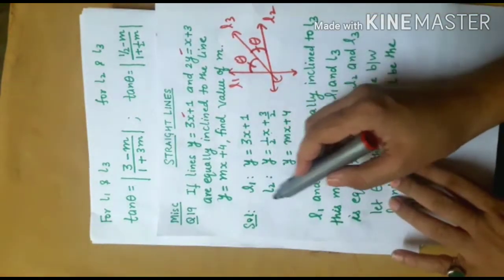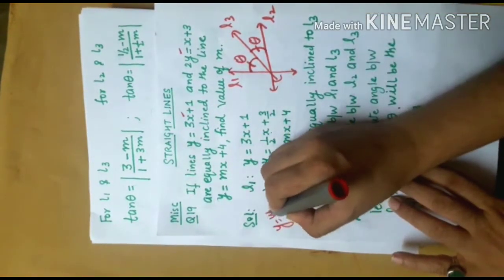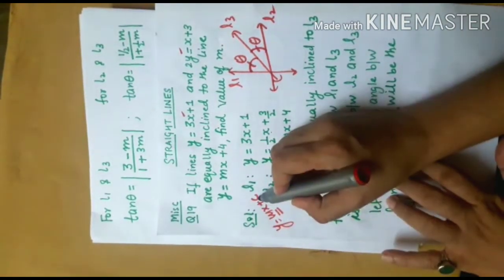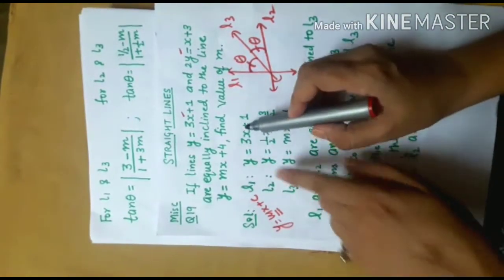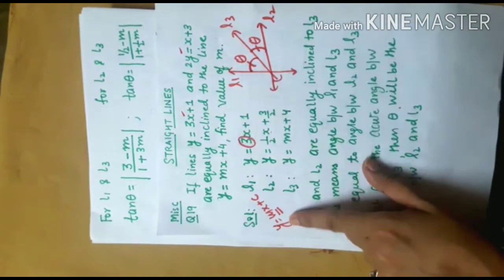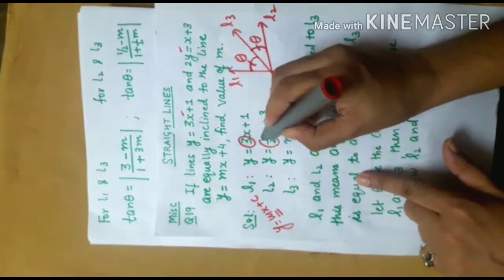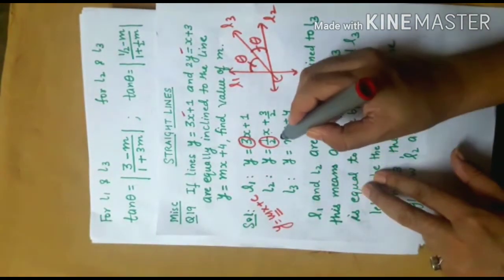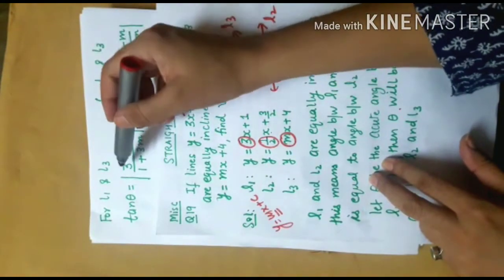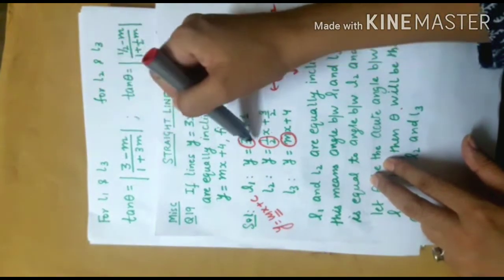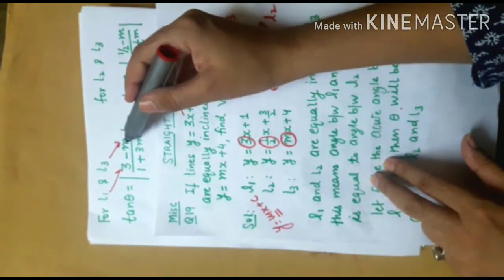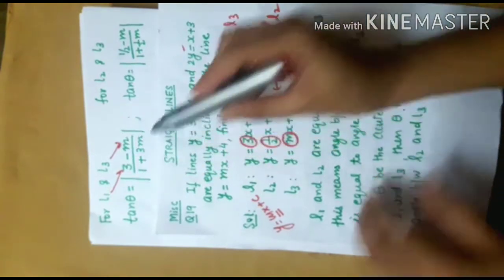Now look here. These three lines are expressed in slope-intercept form. Here m is the slope and c is the y-intercept. So on comparing with this form, the slope of line L1 is 3, the slope of line L2 is 1 by 2, and the slope of line L3 is m. So tan theta will be equal to 3 minus m, where 3 is the slope of L1 and m is the slope of L3, over 1 plus 3m.